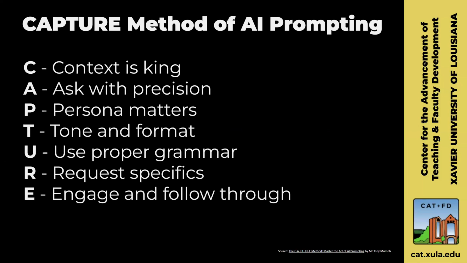And so you'll find various suggestions about how to do AI prompting. And there's one that I typically use. It's called the capture method of prompting. So make sure you tell the AI your context, be precise with what you're asking, and give it a persona. Tell it who you are, or who it needs to pretend it is. Watch your tone and the format, request specific things, and then engage with it and follow through.